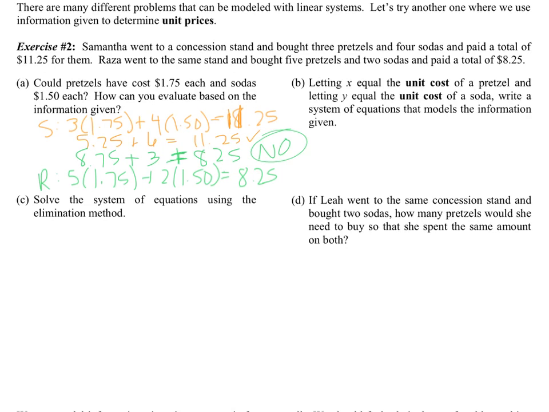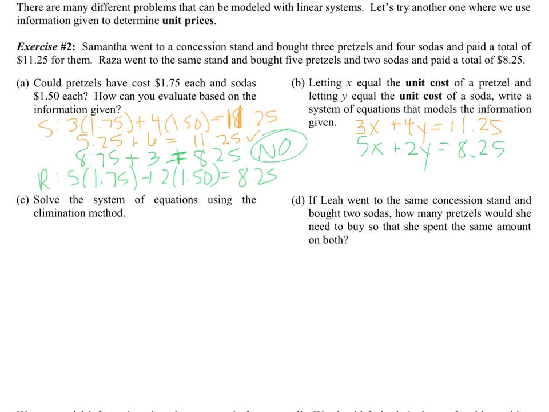So by letting x equal the unit cost of a pretzel and letting y equal the unit cost of a soda, we're going to write a system of equations. So for Samantha's, it's going to be 3 times x, because that's the cost of a pretzel, plus 4 times y, since that's the cost of a soda, and hers is $11.25. For Raza's, it's 5x plus 2y equals $8.25.